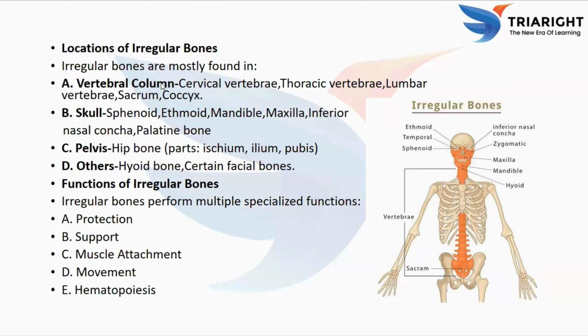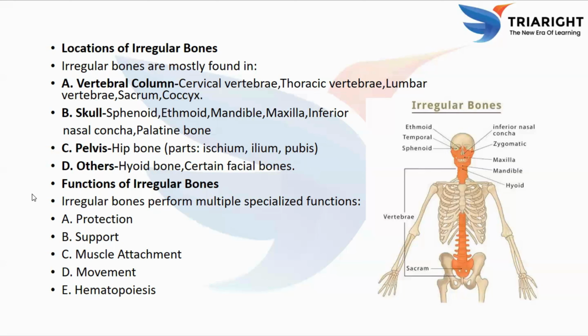So what is the function of this vertebral column? It protects the spinal cord and supports the body weight. So next, skull. The skull contains certain irregular bones. These examples include the sphenoid bone, ethmoid, mandible, maxilla, inferior nasal concha and palatine bone. These bones give the skull its complex shape and also support breathing, chewing and also the sensory functions. So next, pelvis. The pelvic bone is made up of three irregular bones, ilium, ischium and pubis. Together they support the body weight and protect the pelvic organs. So what are the other places? Hyoid bone and also certain facial bones.